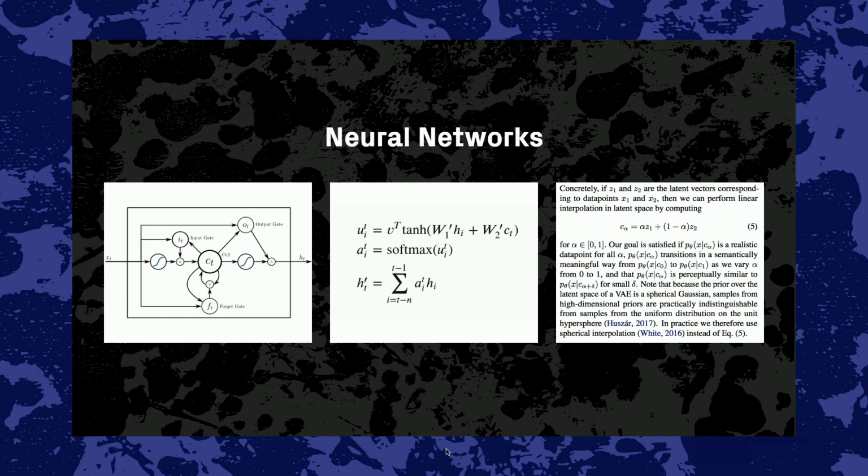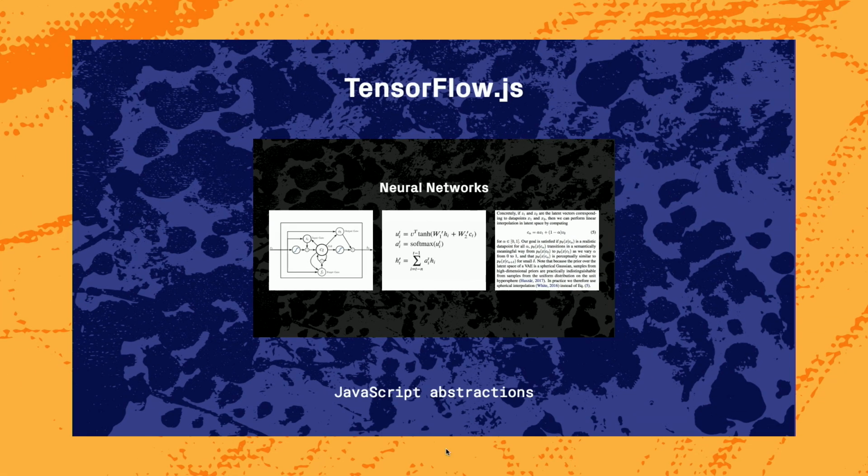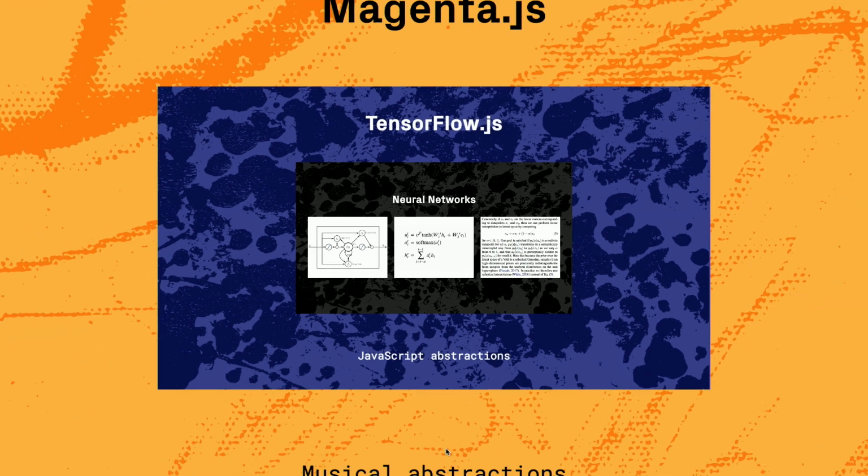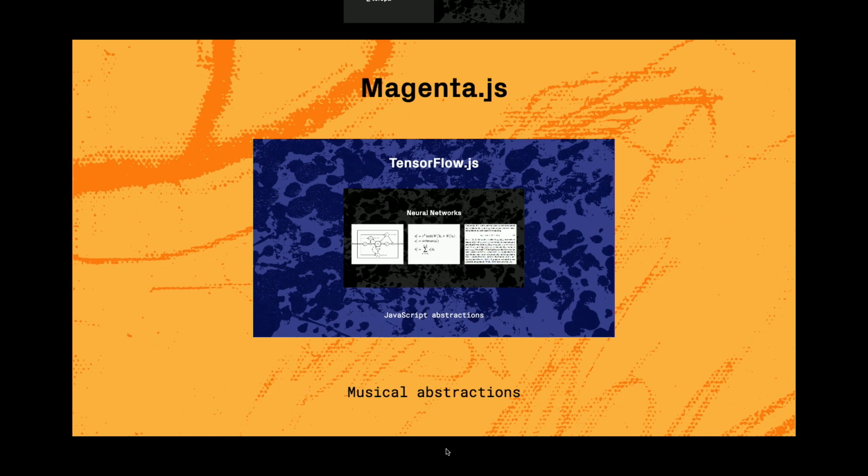One of them is called Tensorflow.js, which is a library you may have heard of, that came out earlier this year. It lets you do GPU-accelerated math in the browser, in particular the kind of math you need to run neural networks, and gives you a set of nice JavaScript abstractions on top of this basic core math. Even more interestingly, maybe for this audience, there's an abstraction on top of that called Magenta.js.